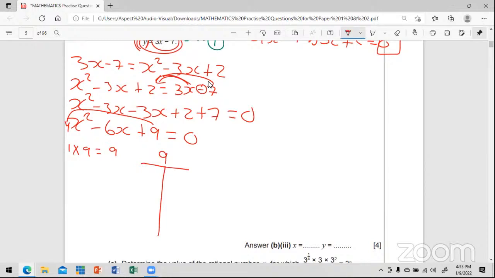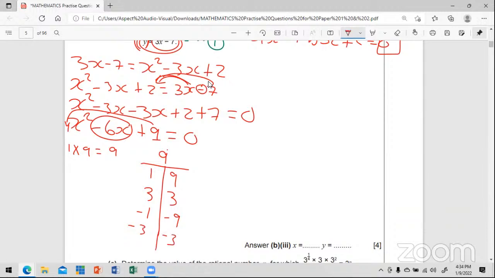Such that when you add them together, they give you the middle number, and when you multiply them together, they give you 9. So that factor is 1 and 9, 3 and 3. But you can also multiply negative 1 and negative 9, which will give you that. And again, negative 3 times negative 3 will again give you 9.